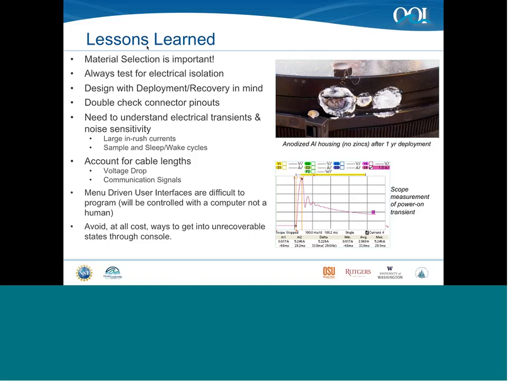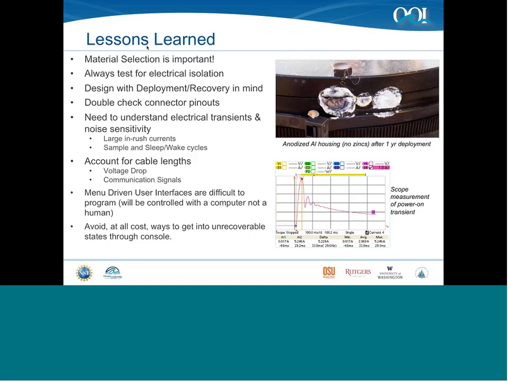Next one is just double-checking connector pinouts. A number of times we've gotten TX and RX slips. I've stopped counting. Needing to understand electrical transients and noise sensitivities, especially instruments that have large inrush currents. We've found a few even commercial systems that typically run on batteries, so when we've put them on cable, we'll find that they have sleep-wake cycles that involve large current transients, so it's important that we understand and can accommodate those with the cabled infrastructure.